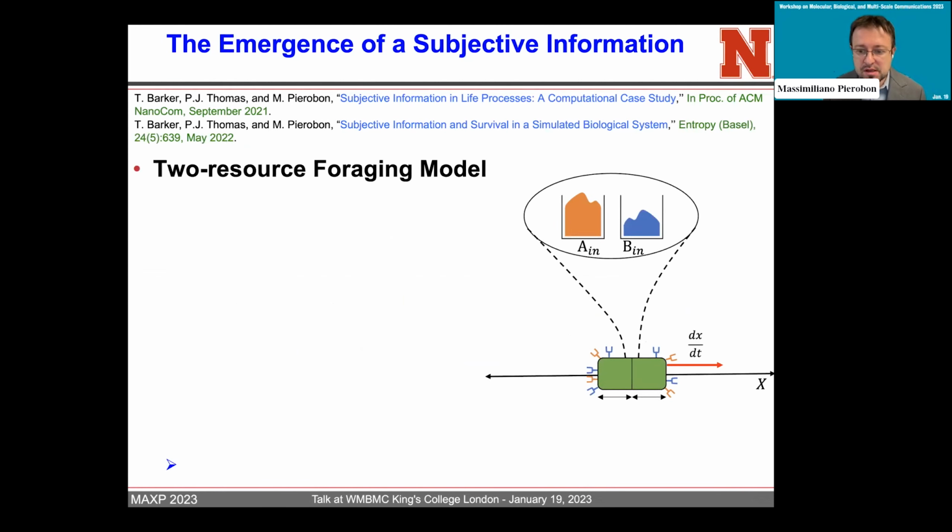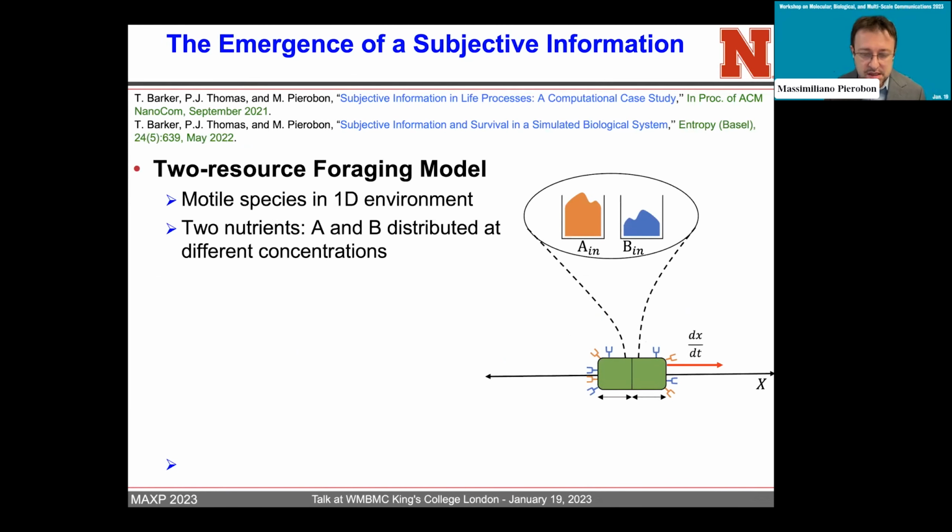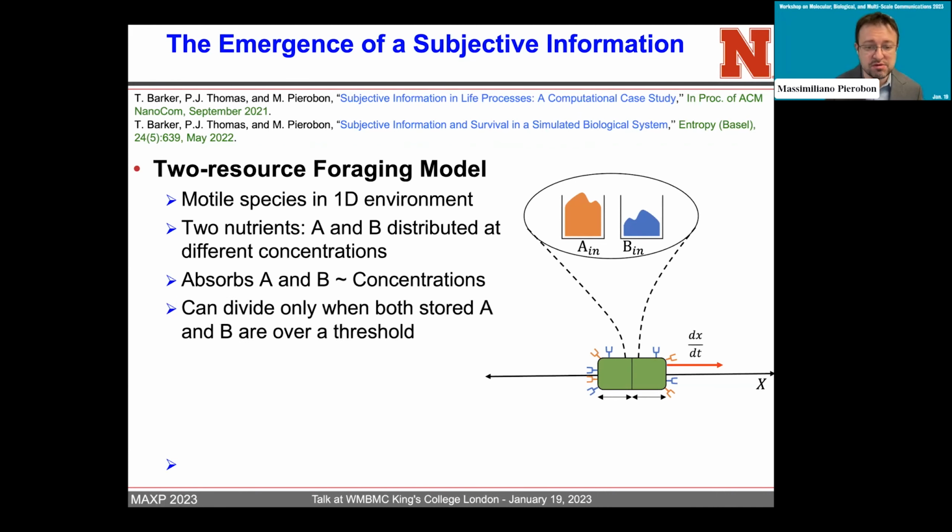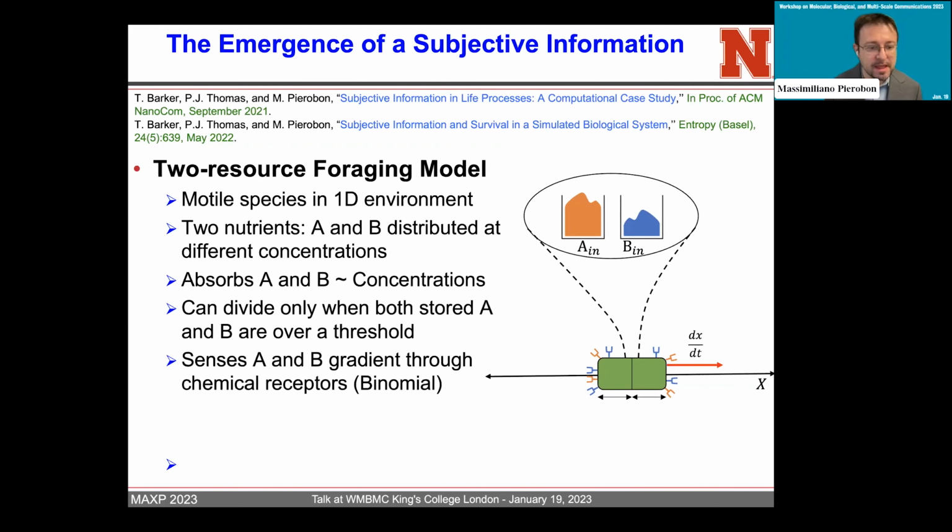This is a computational model of a multi-species population in a one-dimensional environment. We have two nutrients, A and B, that are essential to the organism. So the organism always has to have these two nutrients, if not, it will die. It absorbs A and B concentration from the environment and builds those two reservoirs that you see here. If any of those reservoirs goes to zero, the organism will perish. It can divide only when both stored A and B are over a threshold, so it divides only when it is able to sustain the offspring.